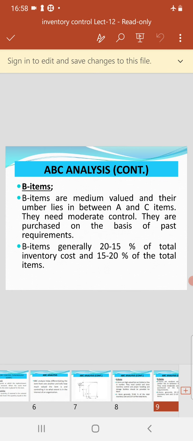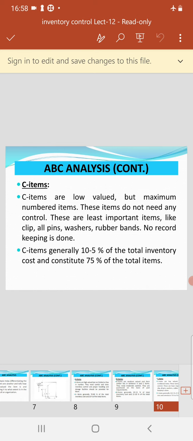B items are medium valued and their number lies in between A and C items. They need moderate control. They are purchased on the basis of past requirement. B items are generally 15 to 20% of the total inventory cost and 15 to 20% of the total items. So these are medium valued, medium number required items.